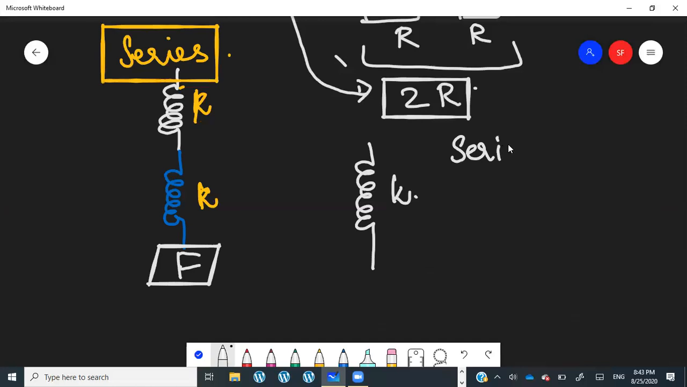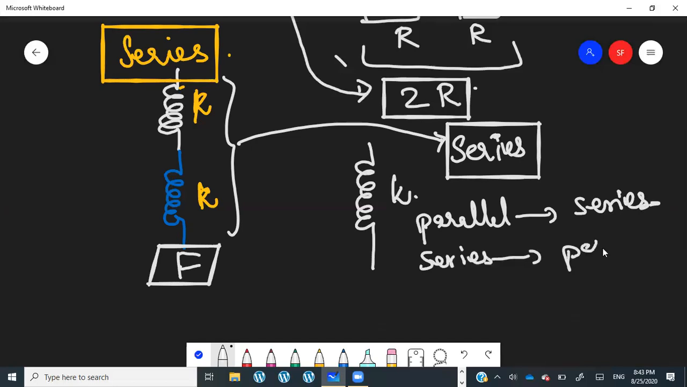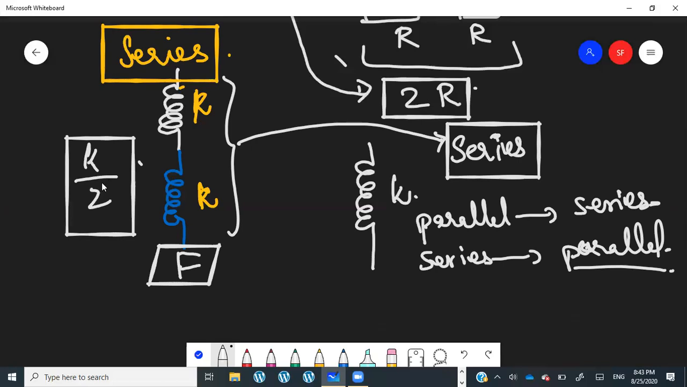Remember, for springs in series, just now I told you for parallel springs, you're going to use the formula of series resistors. For series springs, you're going to use the formula of parallel resistors. So it's not 2K, it's going to be K upon 2. Listen, 1 upon RT equals 1 upon R1 plus 1 upon R2. This is the formula for parallel resistors.